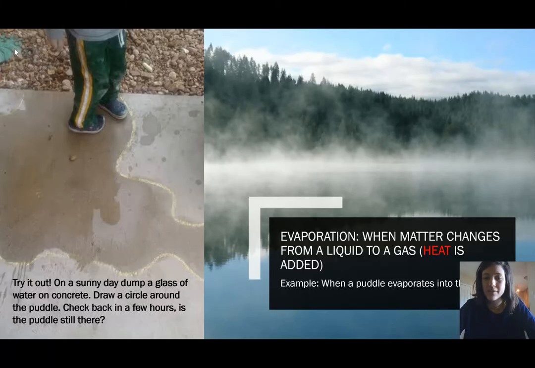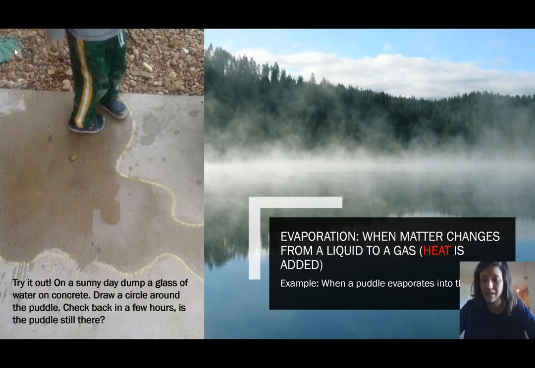The next change is evaporation. This is when matter changes from a liquid to a gas. In this case, just like melting, heat is added. If you look in the picture, the lake is evaporating up into the sky to form clouds due to the heat from the sun. You can try this experiment out on a smaller scale at your own house.